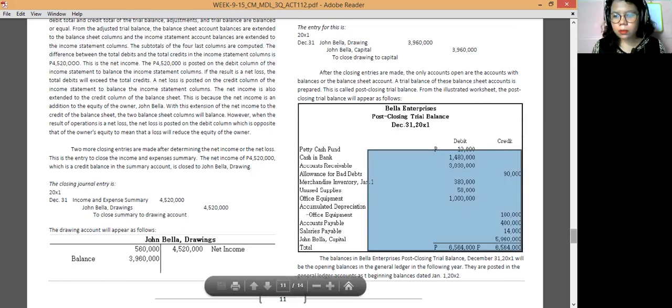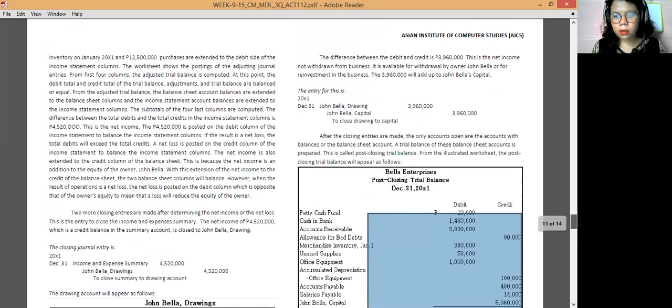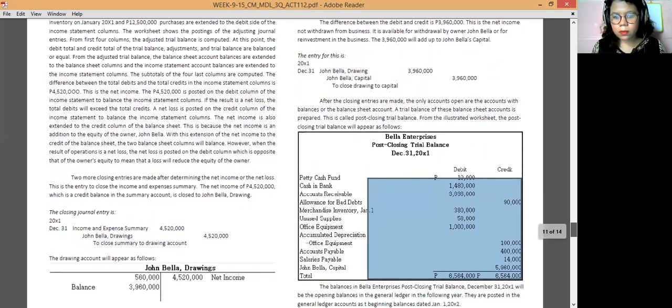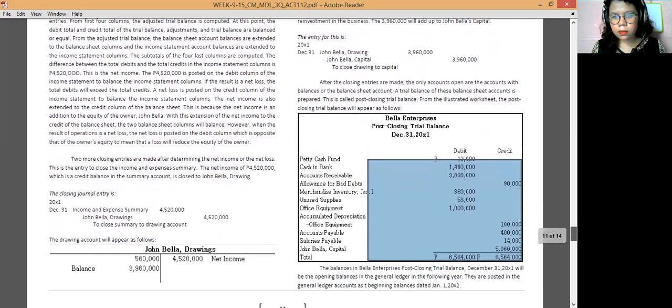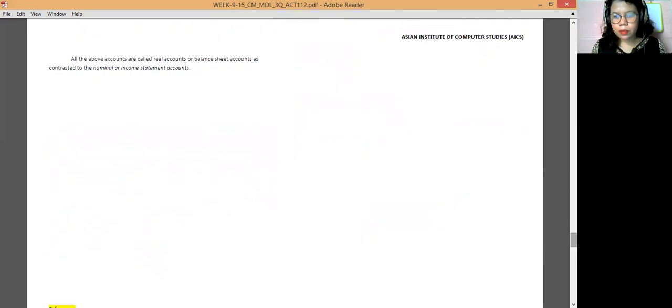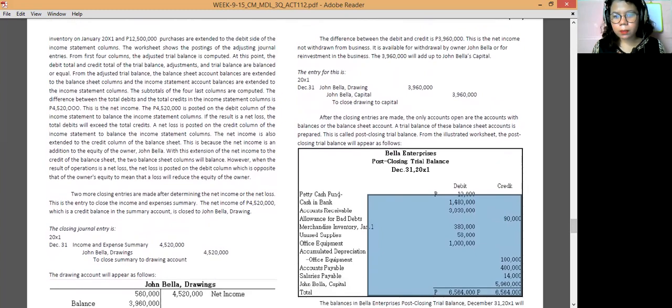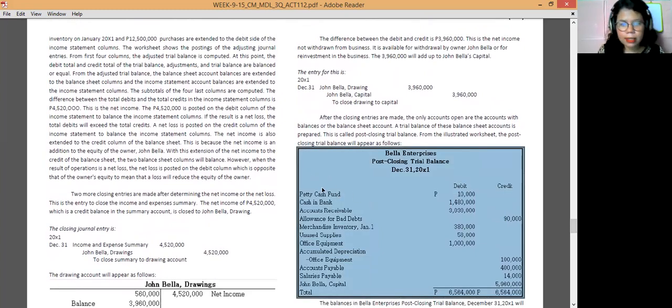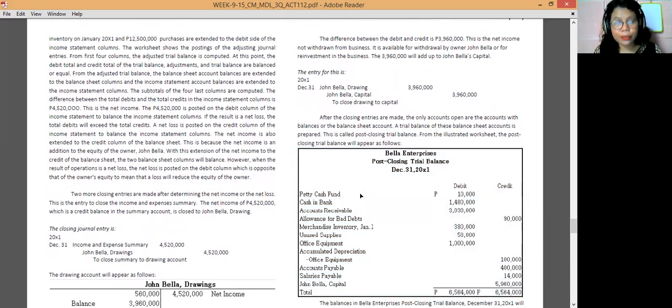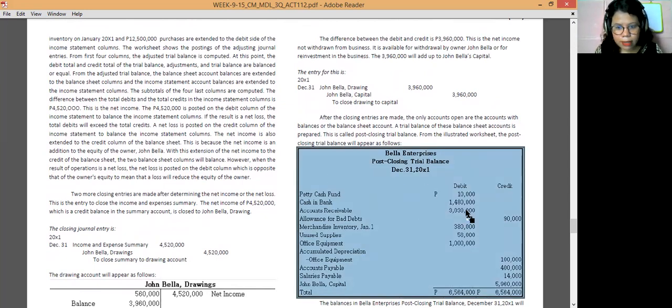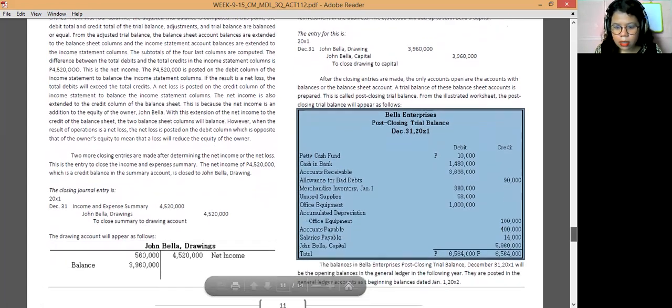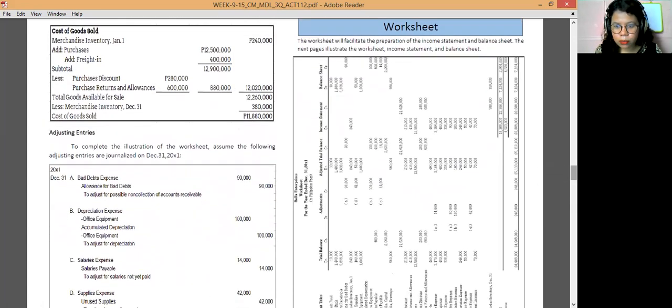Okay? So, yan po. Tignan nyo lang yung mga previews, kasi yung mga pinakita nating illustrations, connected siya kay Bella Enterprises. Sa sales and yung purchases natin, under din yan kay Bella Enterprises. So ito po yung summary natin. Okay, post-closing trial balance. And pagdating sa report ng Bella Enterprises, yung kaninang pinakita ko ng worksheet, ito po yun.